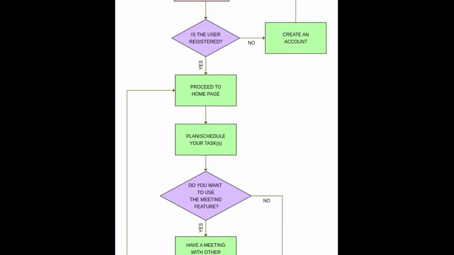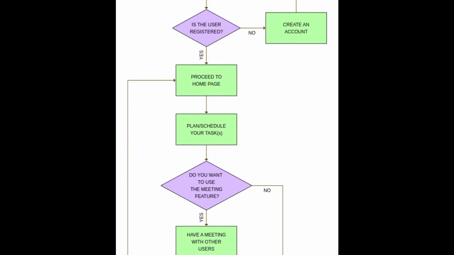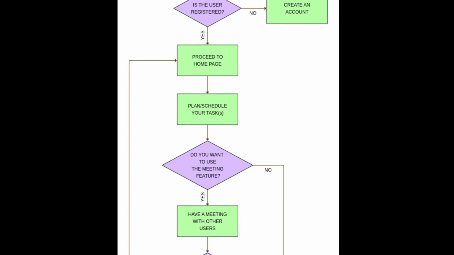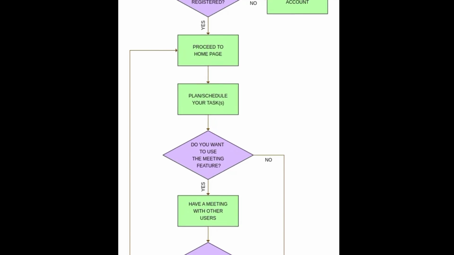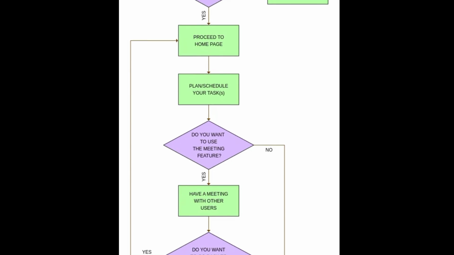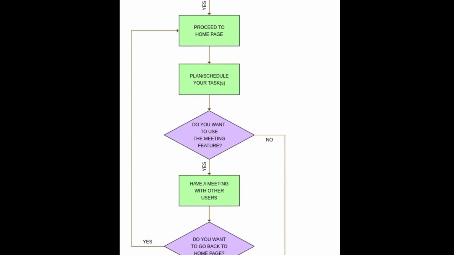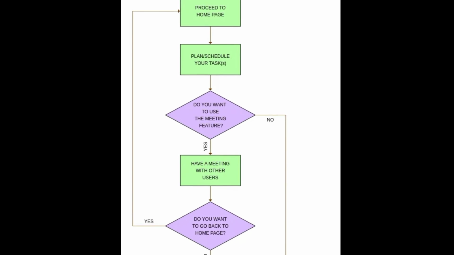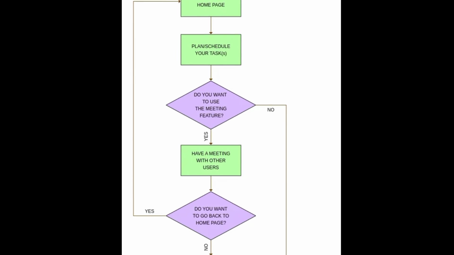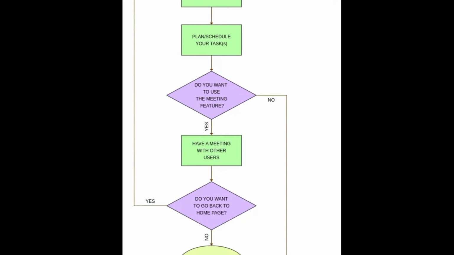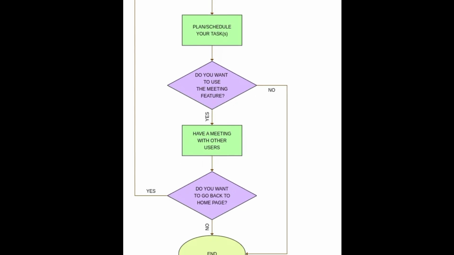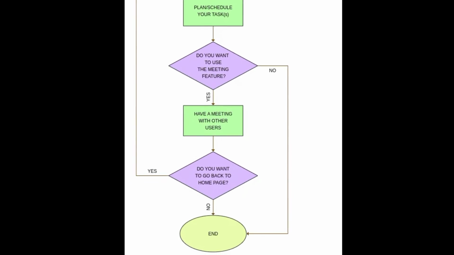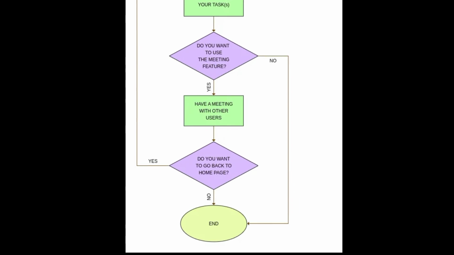Then after that, the app will also notify the user if he or she wants to use the Meet feature. If the user's answer is no, they may exit the application when they are done using it. Then if yes, the user can proceed to conduct a meeting with other users. After using the Meet feature, the user will again be notified if he or she wants to go back to the homepage. If yes, it will proceed to the homepage and continue using the app. If no, he or she may exit and stop using the application. And that's it for the discussion of our project proposal, objectives, and flowchart.